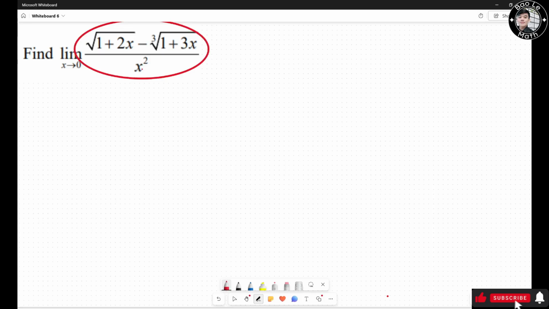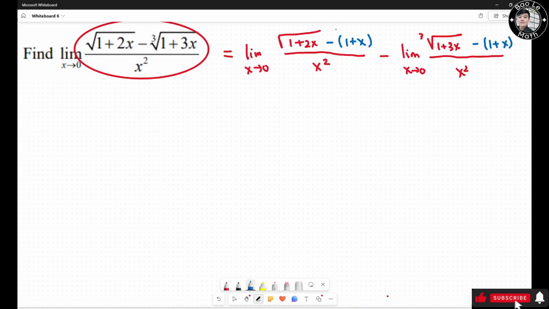The faster way to do it is to use L'Hospital's rule, but that's not the interesting way. I need to find a way to remove the radical sign right here. So I'm going to add and subtract 1 plus s. So this turns out to be... Now I'm going to rationalize the numerator. I'm going to use the difference of two squares formula.